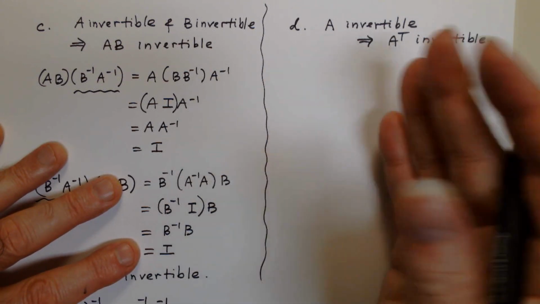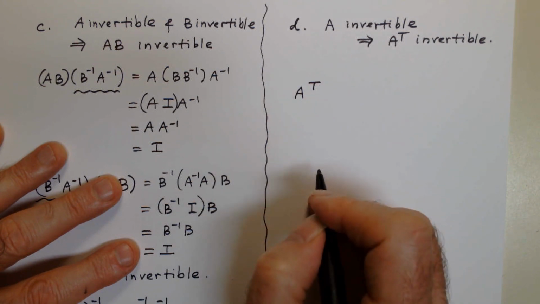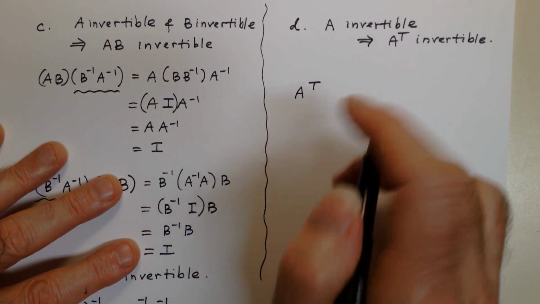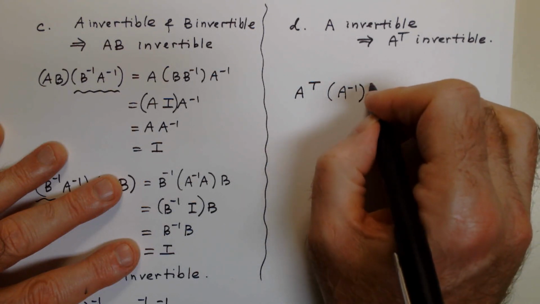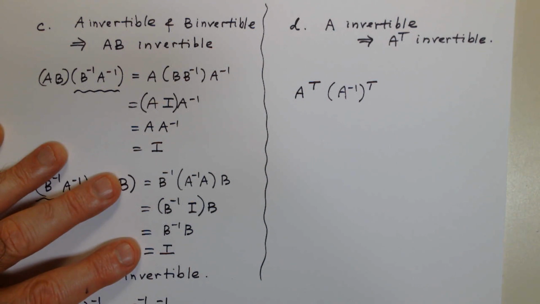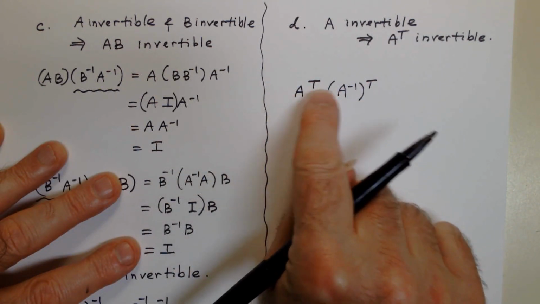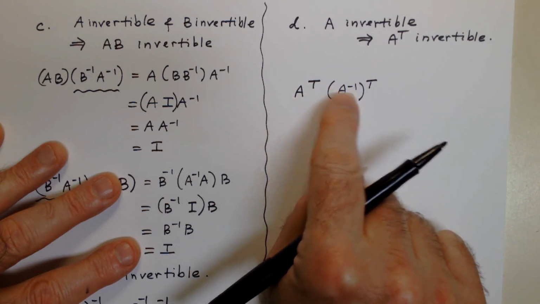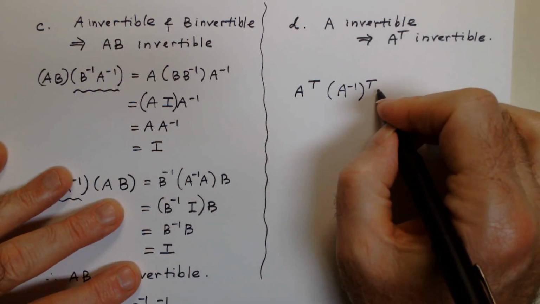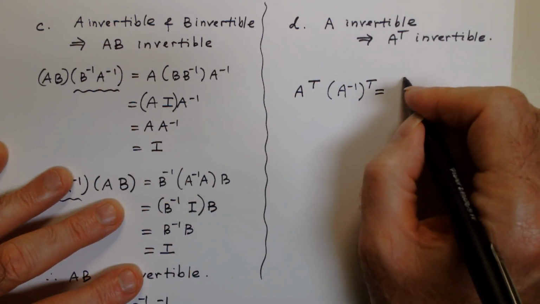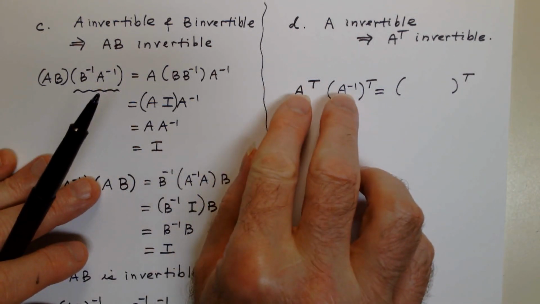I'm going to start with multiplying on the right. I'm going to take A transpose, and I'm going to multiply it by a matrix, which I get by first inverting A and then taking its transpose. All right, that's going to be my candidate. Now let's see what happens. We know that if I have a product of transposes, I can write them as a product transposed. So this is one of the properties of a transpose. I can think of this as a single transpose that acts on the product of these two matrices.